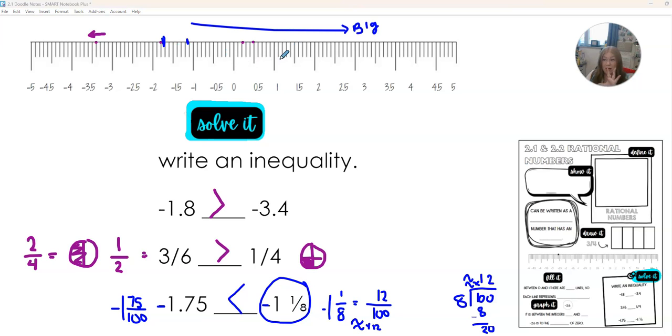So thinking about where the rational numbers are on the number line, thinking about common denominators and simplifying things can really help us compare those rational numbers to see what is greater and what is smaller.